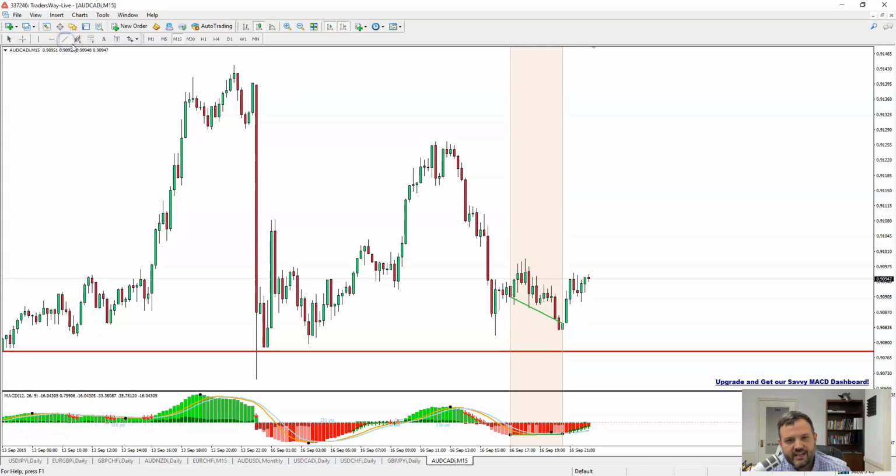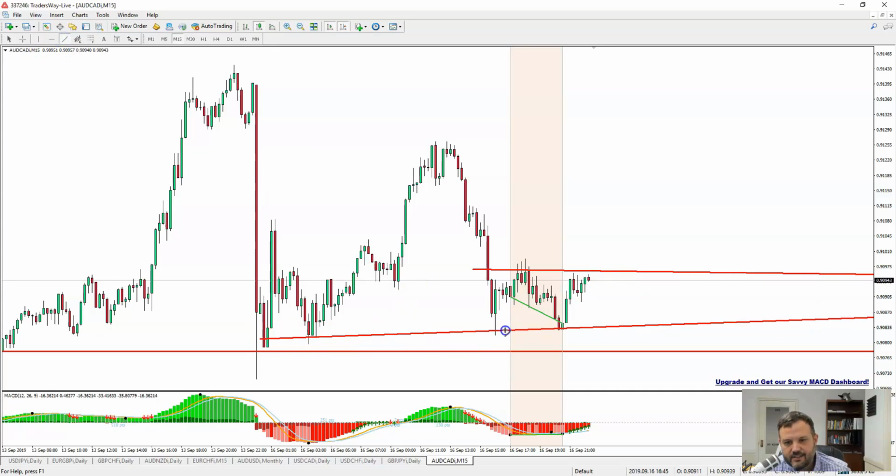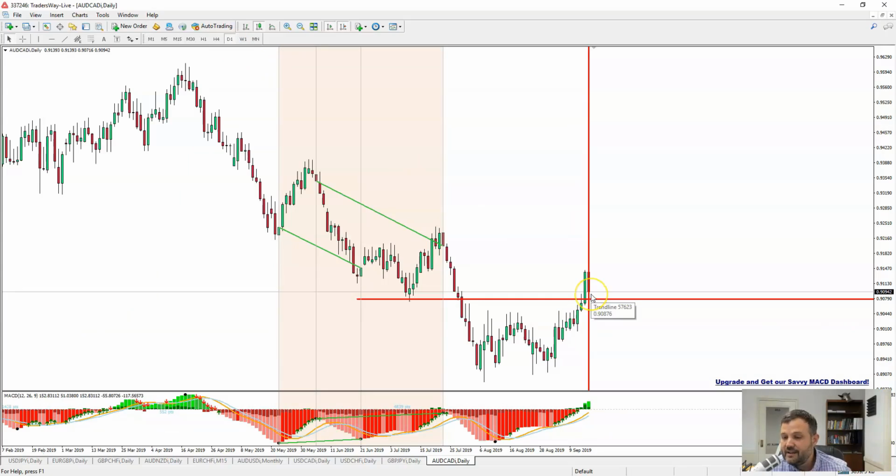And so we actually have a consolidation here right now happening on a 15-minute. We've got a little range, right? You can see that. We've got this range right here. And so if we get a breakout here, this confirms on the MACD, it's confirmed on the daily, we have a pretty high probability trade.